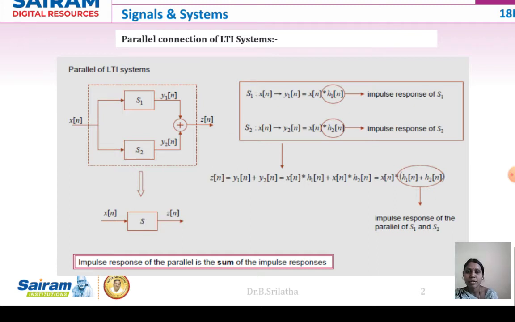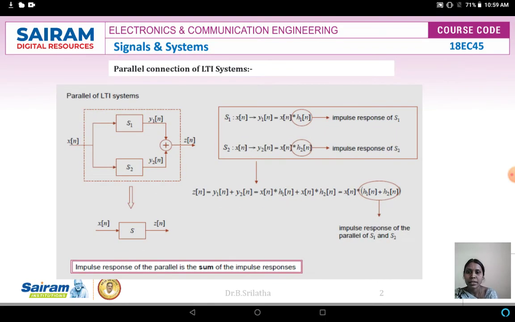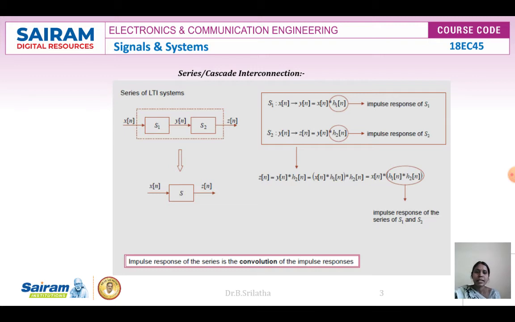Same thing we can do for the next one, the series connection. Next is the series interconnection of systems, which we can also call a cascade interconnection. This is the simple block diagram of series interconnection. Here we have two systems S1 and S2 connected in series. Now x of n is our input to S1. If you find the impulse response h1 of n, the convolution of x of n and h1 of n is equal to y of n.